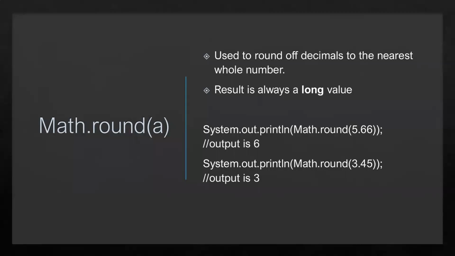The next one is Math.round. And as the name suggests, this is used to round off decimals to the nearest whole number. And the result is always a long value. It's not a double. So here we can see in the first example, when you round off 5.66, it will round up to give you 6. And the second one, 3.45, will round down to give you 3.